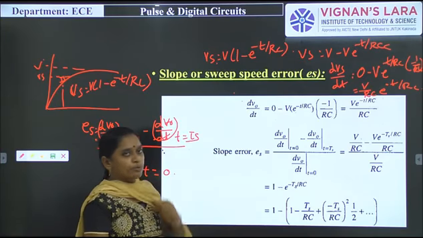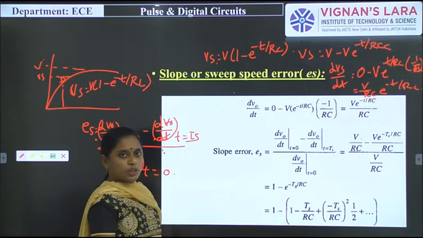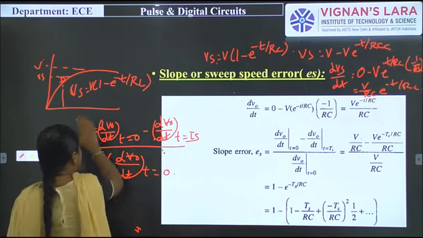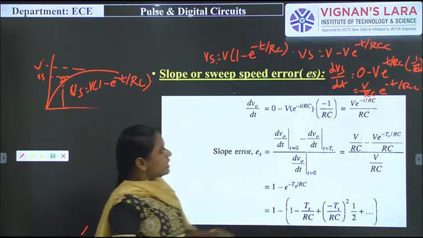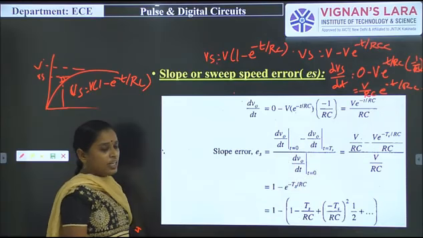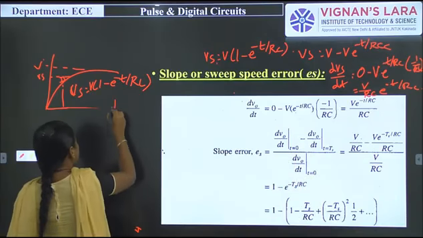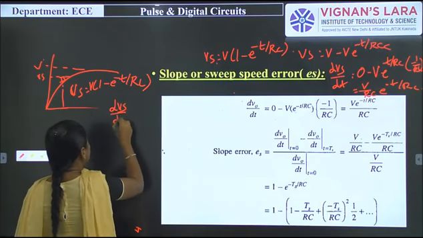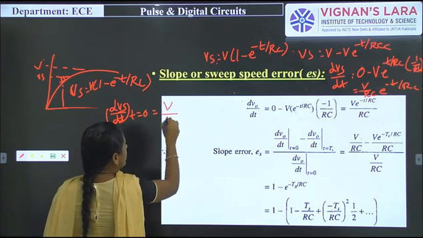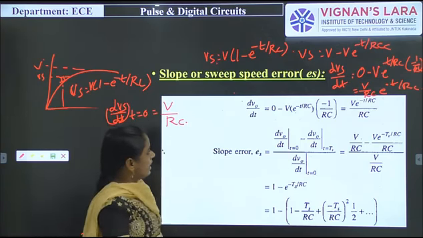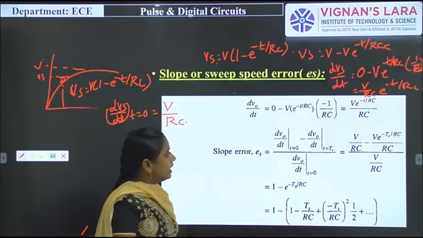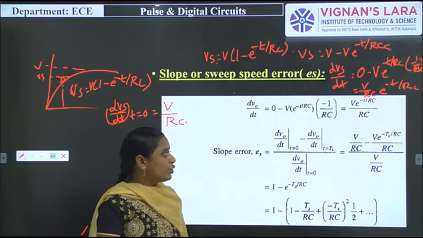For this I have to substitute the condition at t is equal to 0 and t is equal to Ts. At t is equal to 0, that is e power 0, which is nothing but 1. So dVs by dt at t is equal to 0 will be V by Rc. So I have to write here the same process: V by Rc, and dV naught by dt at t is equal to Ts.